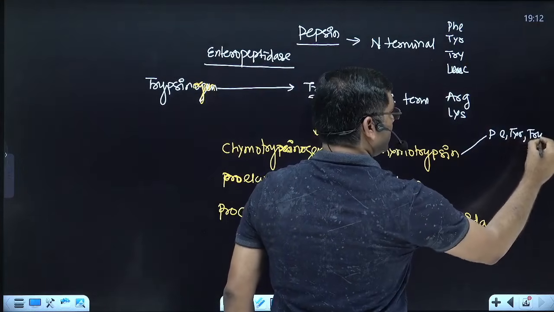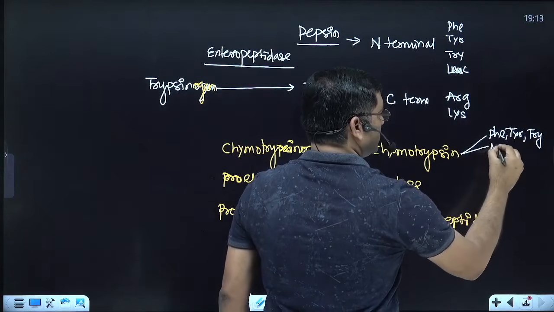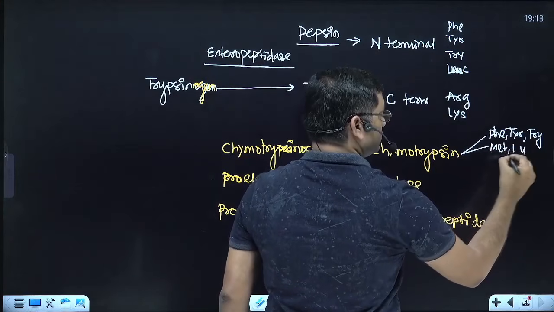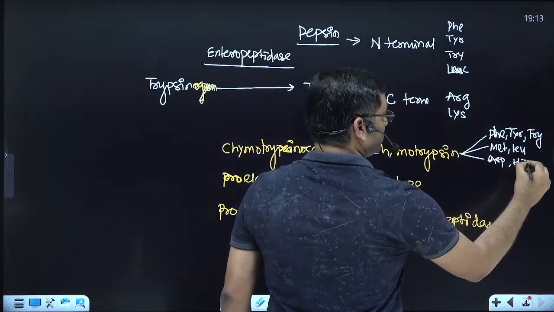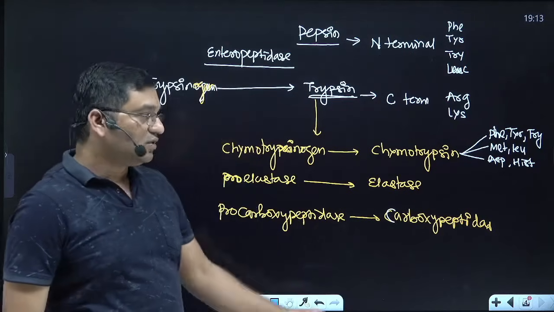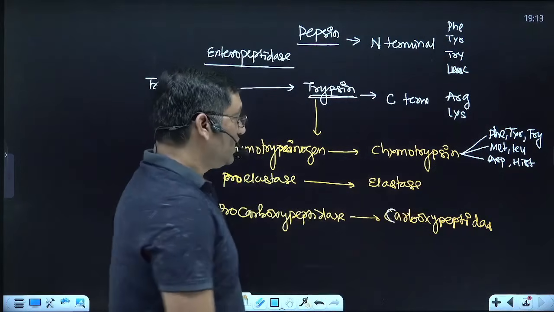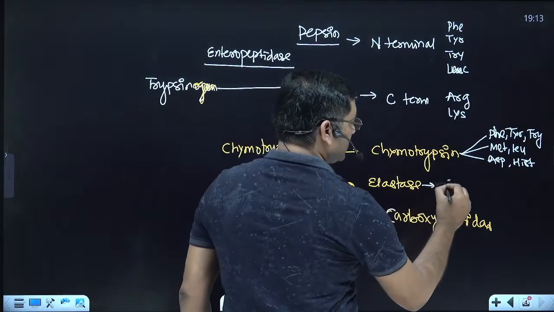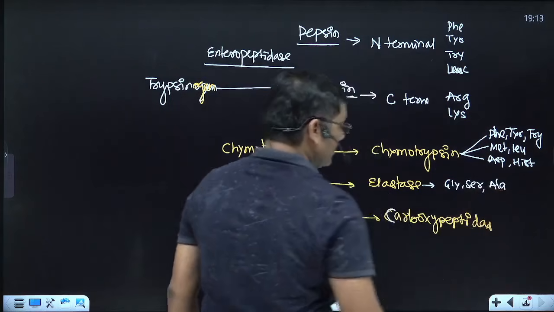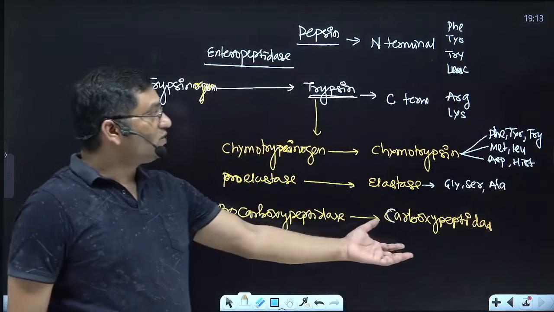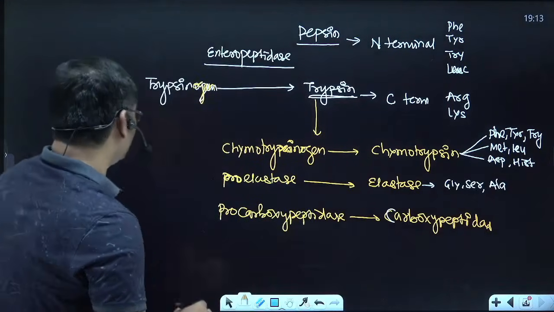These are the aromatic amino acids. Then it will act on the methionine, leucine. It will act on the aspartic acid, histidine, the peptide bonds formed by the carboxyl terminal amino acid. Elastase will act on the carboxyl terminal glycine, serine, alanine. The carboxypeptidase will act on the carboxyl terminal amino acid and will free the amino acid.